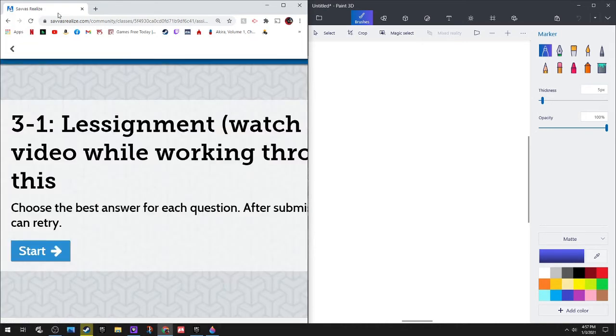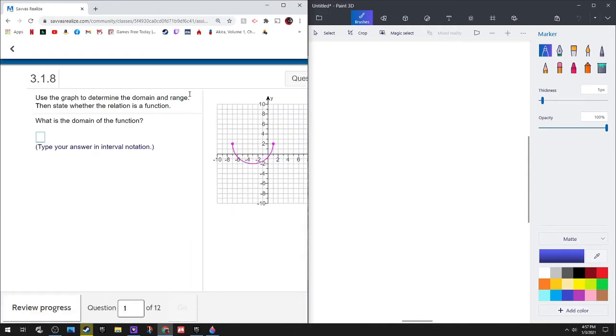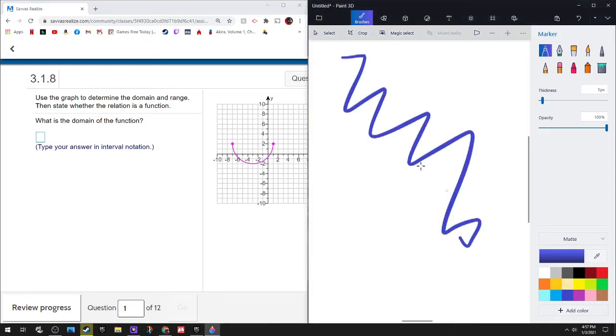So what you're going to want to do is go to Savas, find this assignment, and open it up. Your problems are going to look a little bit different than mine, but we're going to be able to talk through and figure out how to do the assignment by watching me do it. And as I do a problem, you can do a problem. And anytime you learn something new, that's what notes are for. So we're going to go in and write some notes about it.